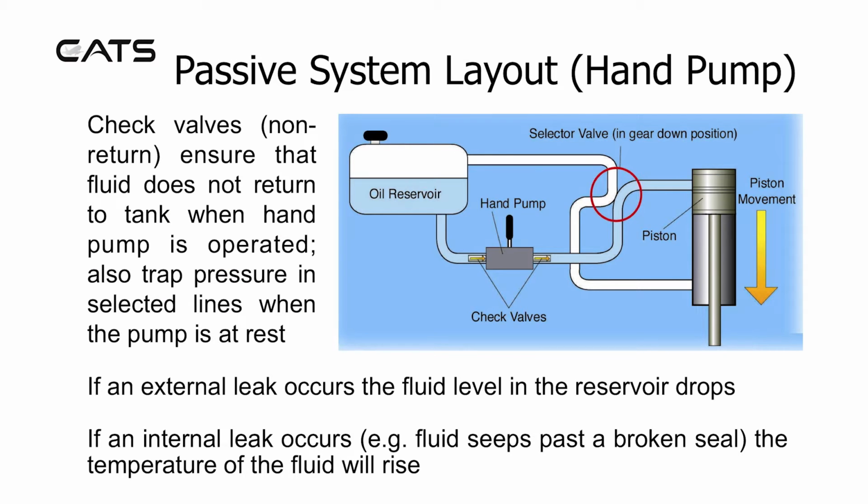Passive system layout, a hand pump. Check valves, non-return valves, ensure that fluid does not return to the tank when the hand pump is operated. They also trap pressure in selected lines when the pump is at rest. If an external leak occurs, the fluid level in the reservoir drops. If an internal leak occurs, for example fluid seeps past a broken seal, the temperature of the fluid will rise.